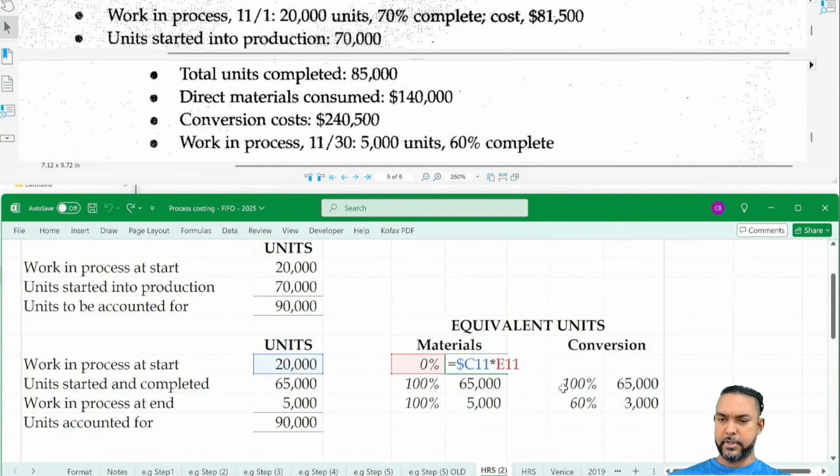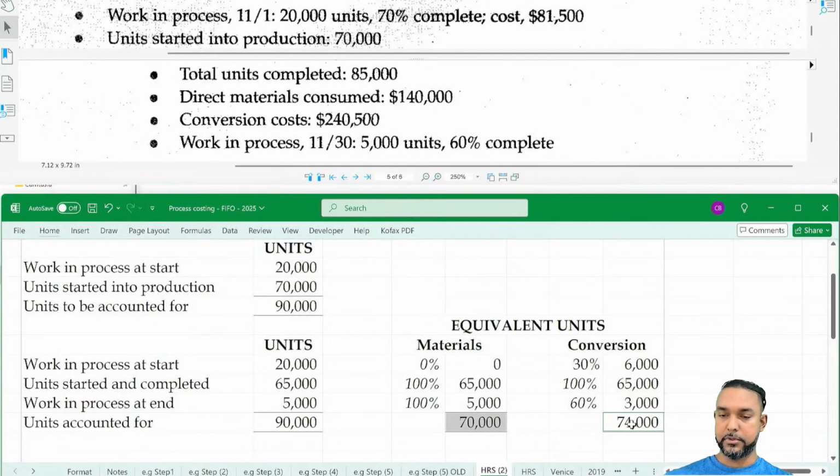And then it came in 70% complete, which means we only need 30% of the work to be done for it to be complete this round. In this period, sorry, right? 30% of 20,000 is 6,000. Okay, so we're going to add those two together. So we have 70,000 equivalent units for materials and 74,000 equivalent units for conversion.